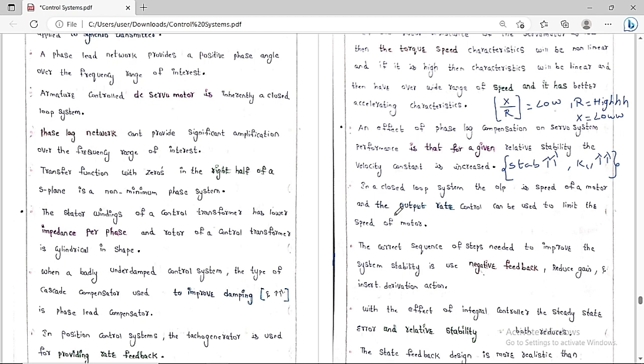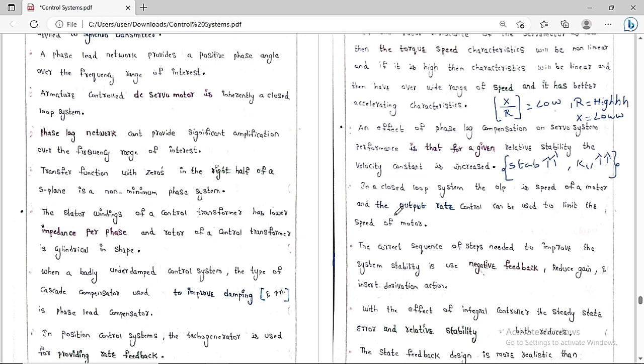Suppose I take a closed loop system where the output is the speed of a motor. If you use a rate feedback control, then with the help of this rate feedback control, you are going to control the speed of the motor. So we can say, in a closed loop system, the output is the speed of the motor, and the output rate control can be used to limit the speed of the motor.